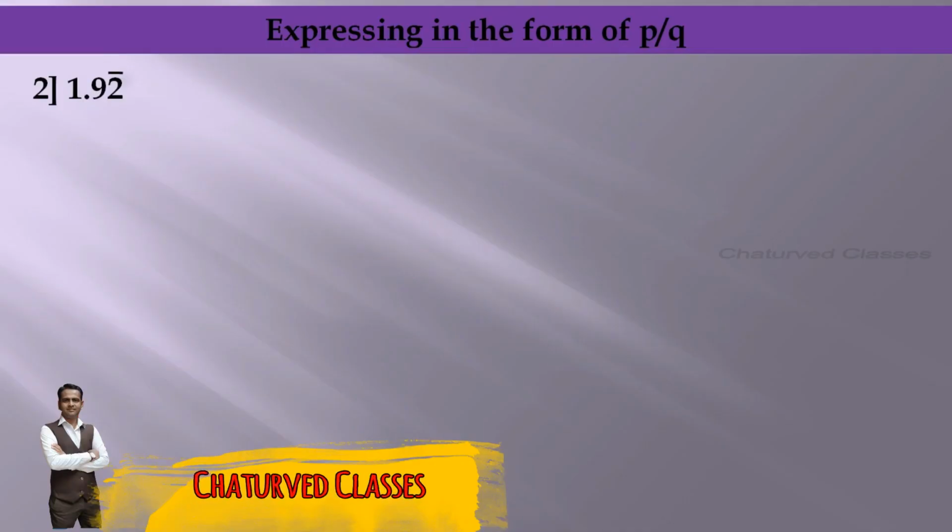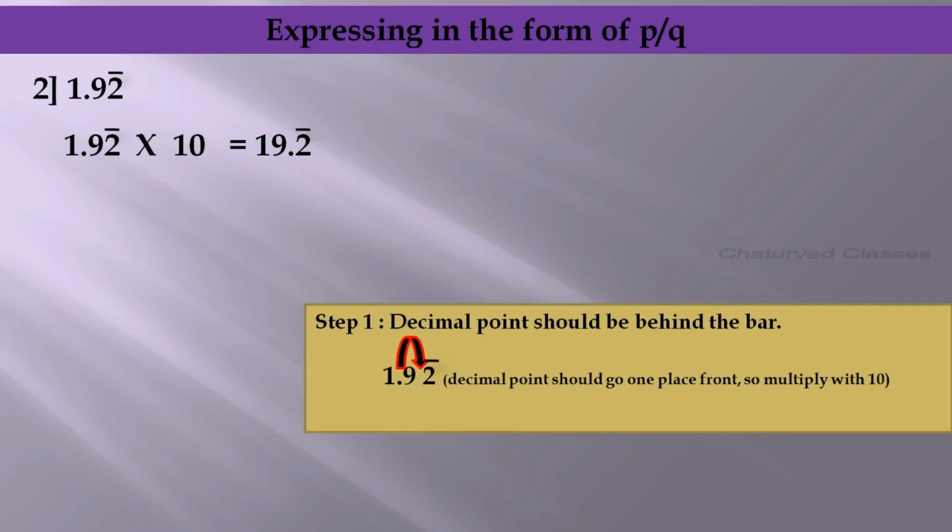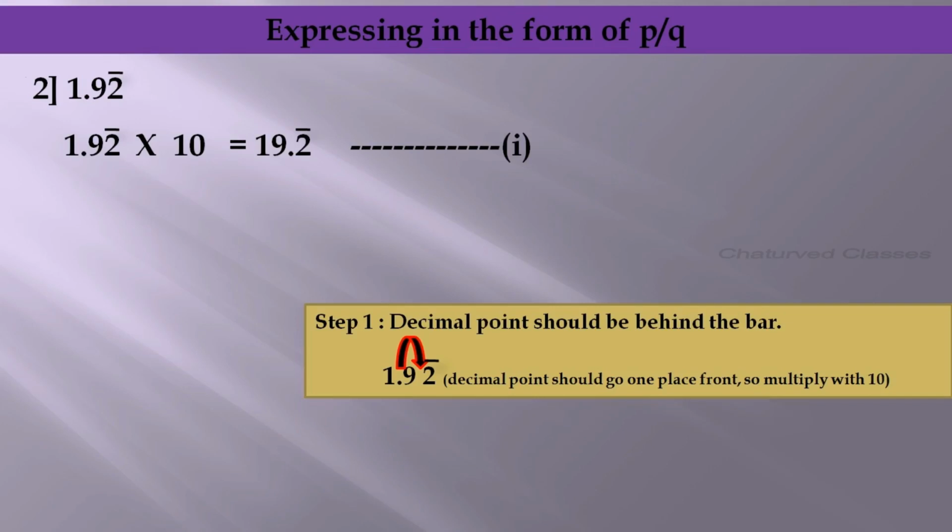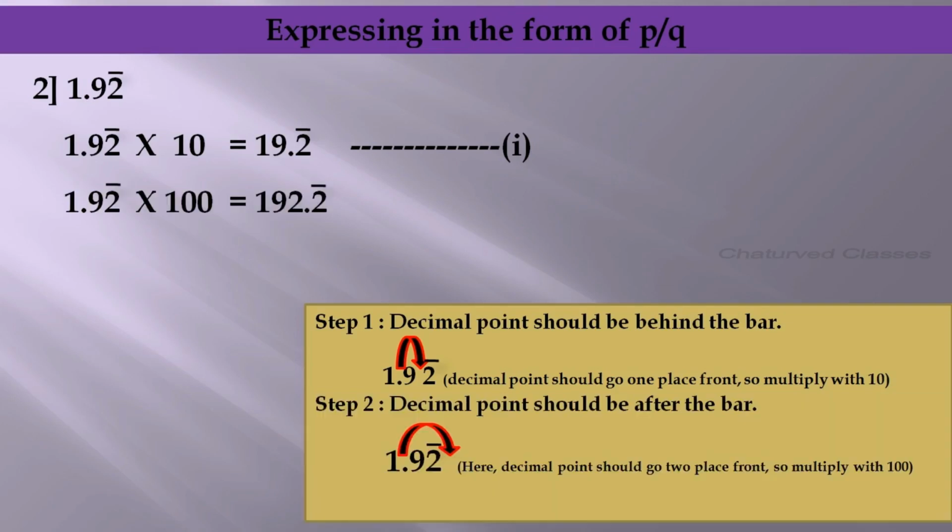Here example number 2 is 1.92 bar. In step 1, the decimal point should be behind the bar. So the decimal point should go one place front, so we multiply with 10. When you multiply with 10, you get 19.2 bar. You call it equation number 1. As you know, step 2 is that the decimal point should be after the bar. Here the decimal point should go two places front, so multiply with 100. When you multiply with 100, you get 192.2 bar and call it equation number 2.